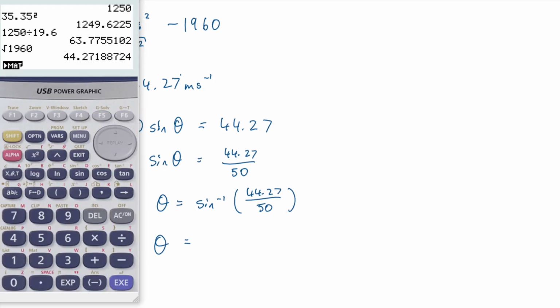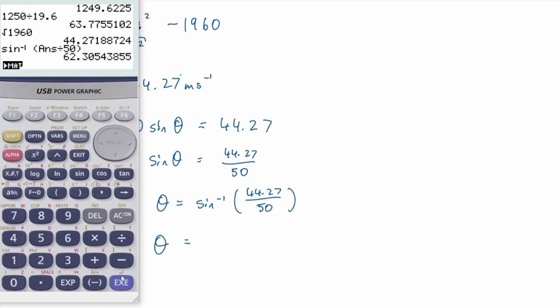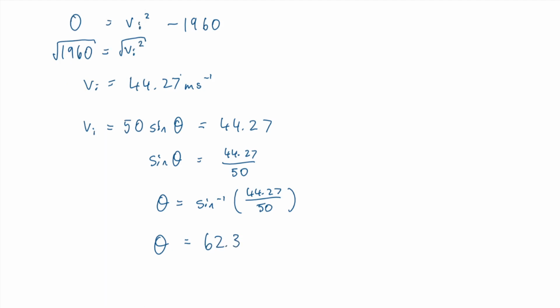So on our calculator, I will go shift sine, so sine inverse. I will use brackets, and it's the 44.27, but that's actually the last answer I have, so I'll do shift minus, to get the answer, divided by 50, close bracket. 62.3. And since my calculator's in degrees, my answer will also be in degrees. 62.3, which to one significant figure is 60 degrees.